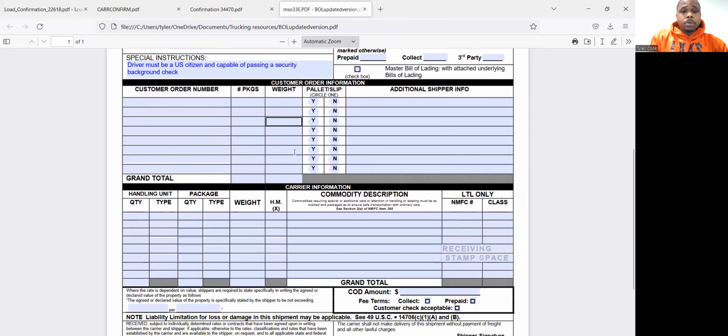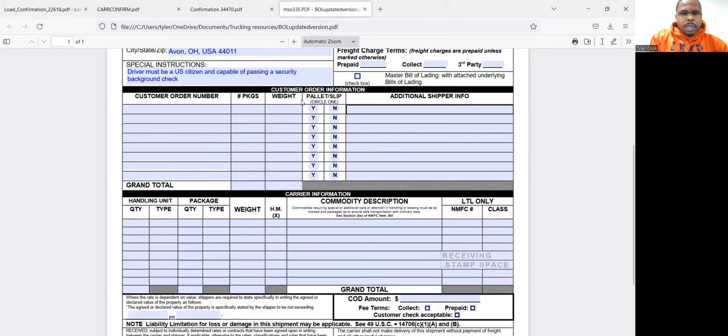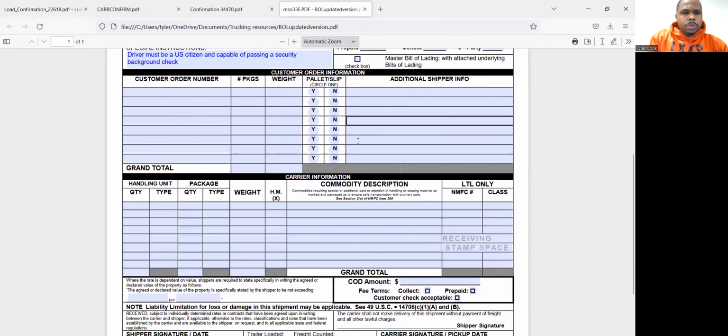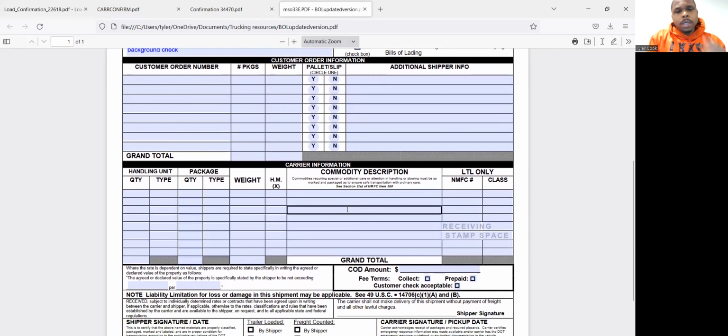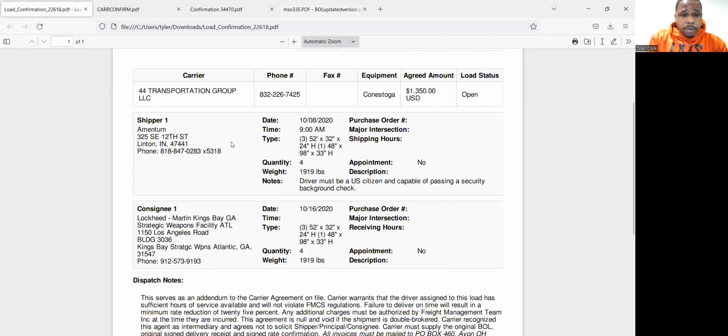Right here is customer order information and carrier information. I never really paid attention to most of this. I don't really use it. What I did was the commodity description. This is where I put my weight and what I have. I'm not doing anything fancy. I'm going to see if they have a name for the product. They don't. What I do know is that there are 3 pieces of something and 1 piece of something, and these are the sizes. So this is exactly what I'm going to do: copy this.